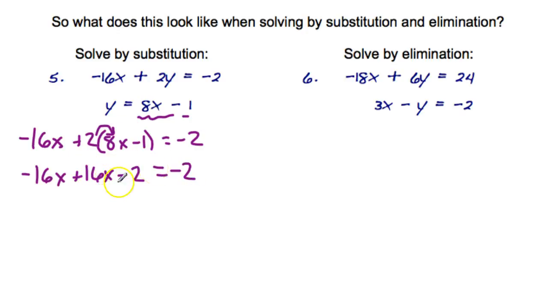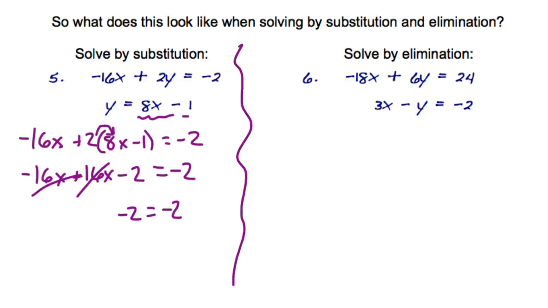Now I want to combine my like terms. So over here I have negative 16x plus 16x. Well, those are the same thing but with different signs, so those cancel. So what I'm left with is negative 2 equals negative 2. Whoa, that looks kind of weird. Alright. Instead of telling you what it is, I'm going to just leave it there and do this second one first. And then we're going to compare what we have.